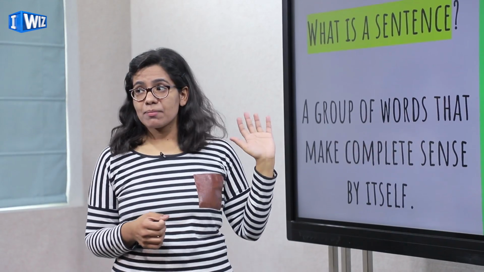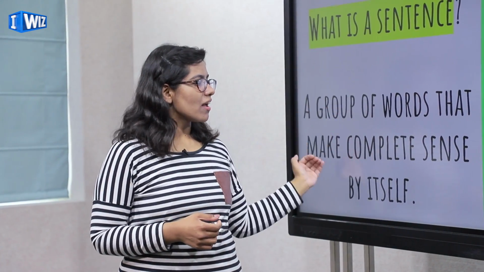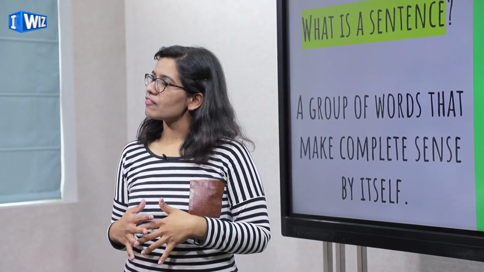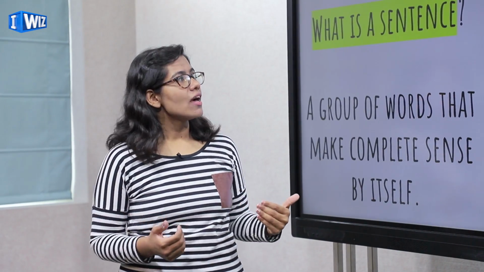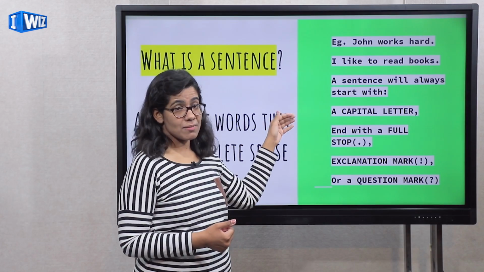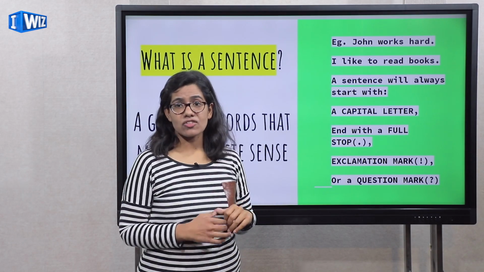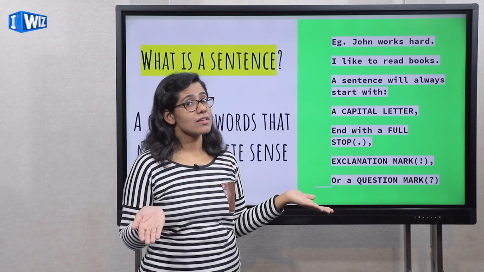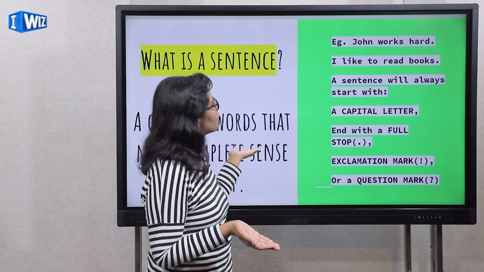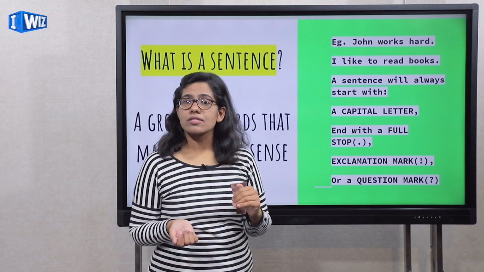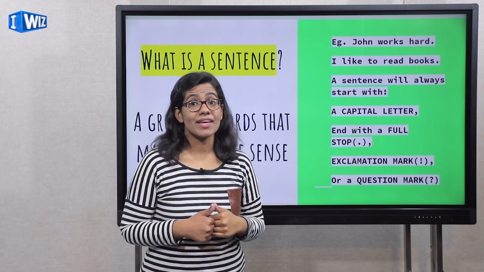Like we said before, a group of words that make complete sense by itself is known as a sentence. For example, we have some examples here. John works hard, right? That's a complete sentence and it makes sense. Then we have, I like to read books. It's a sentence which makes sense.